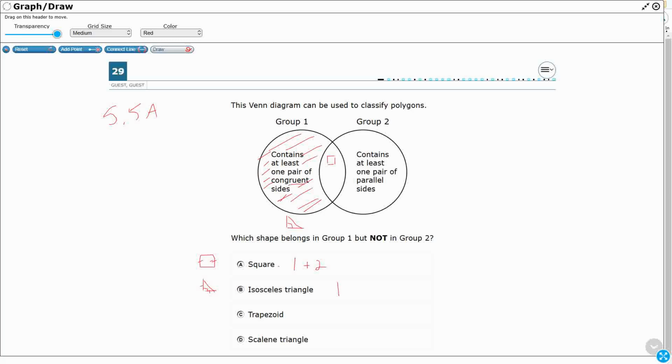Trapezoid. I can have a right trapezoid. I'll just draw a regular trapezoid. Okay, so at least one pair of congruent sides. This one does, but you see this right trapezoid right here? That one doesn't. So I'm not sure about this one. I'm going to say question mark. And at least one pair of parallel sides. Yes, you've got at least one pair of parallel sides. So I can draw it in both spots. It definitely belongs in group 2 and sometimes in group 1, sometimes not.